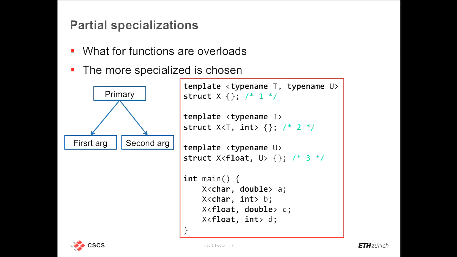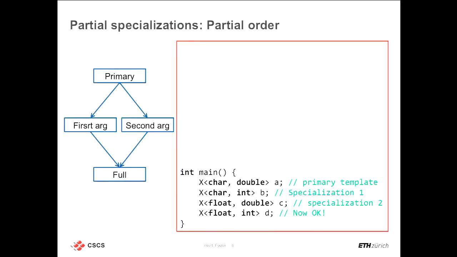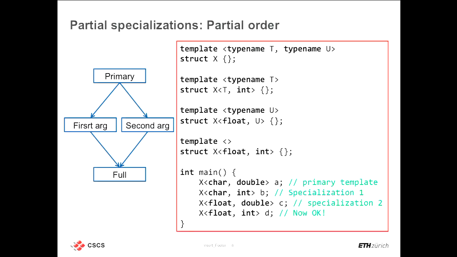Then you have the case in which you specialize the first argument and the case in which you specialize the second argument, and they are basically at the same level. It doesn't know which one to pick. So to solve the problem, you need to put a full specialization here, and then you solve your problem. It's called full specialization, so no template arguments here, and then the float and int. This is the most specialized case, and it solves the ambiguity problem.